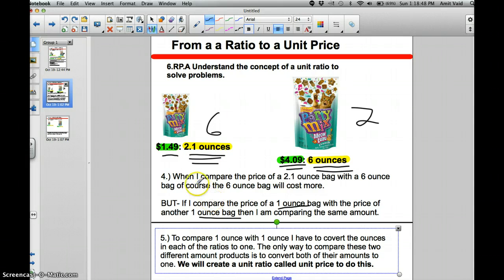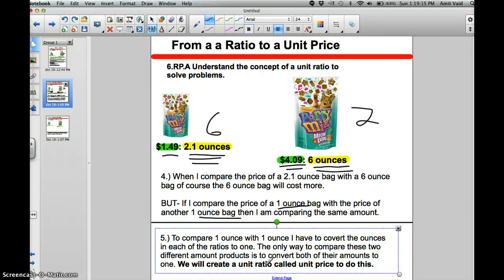But if I compare the price of a 1 ounce bag with the price of another 1 ounce bag, then I'm comparing the same amount. To compare 1 ounce with 1 ounce, I have to convert the ounces in each ratio to 1. The only way to compare these two different products is to convert both of their amounts to 1. What we're going to do is take these ratios and convert them to unit ratios called a unit price.